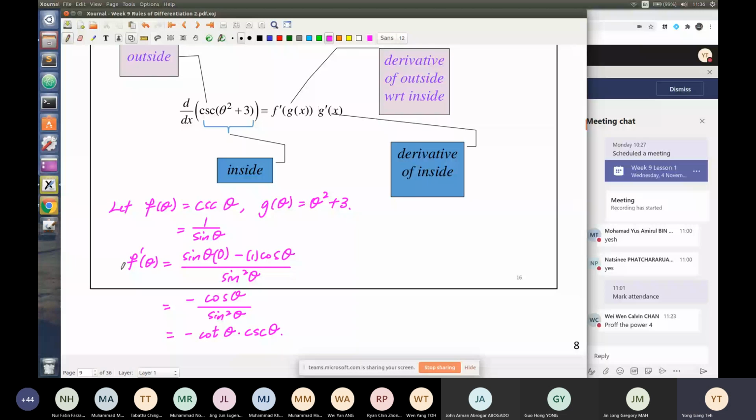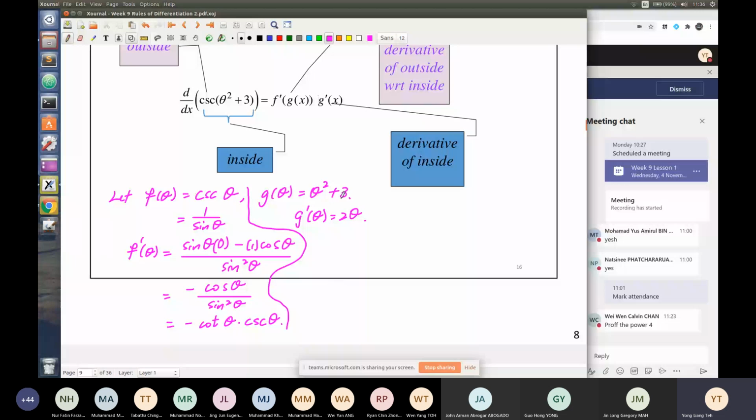So therefore, I've obtained f prime theta here already. Hence, I can proceed on to calculate my g prime theta. Let me just put a separation here. So g prime theta is just equal to 2 theta. So that's it. Now I can write down what is my f prime g, or instead, maybe I just do everything in one shot.